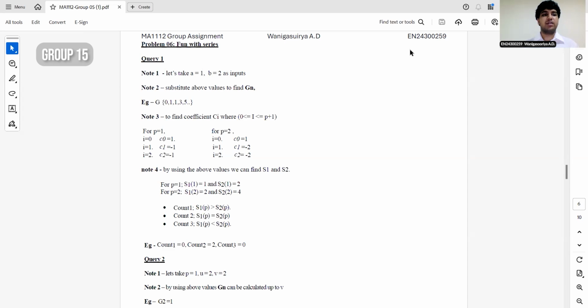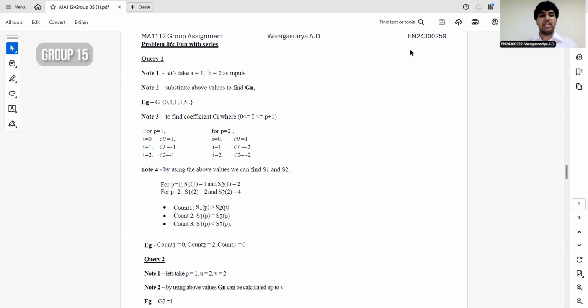Query 1. We start with a equals 1 and b equals 2 to compute Gn as a sequence like this: G equals 0, 1, 1, 3, and 5. Next, we calculate the coefficient Ci, which you can see, and using these, we compute S1 and S2 for different values of p, like when p equals 1 or p equals 2. From there, we compare S1P and S2P to count where S1P is greater than, equal to, or less than S2P. For instance, in this example, count 1 equals 0, count 2 equals 2, and count 3 equals 0.